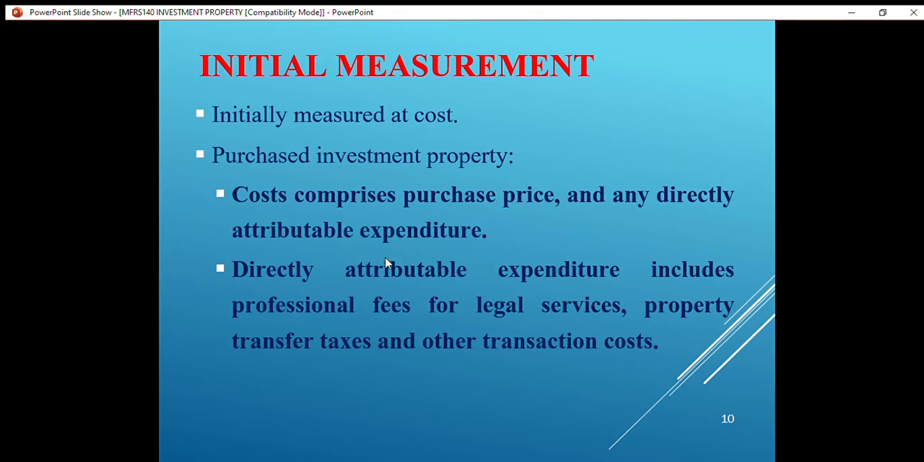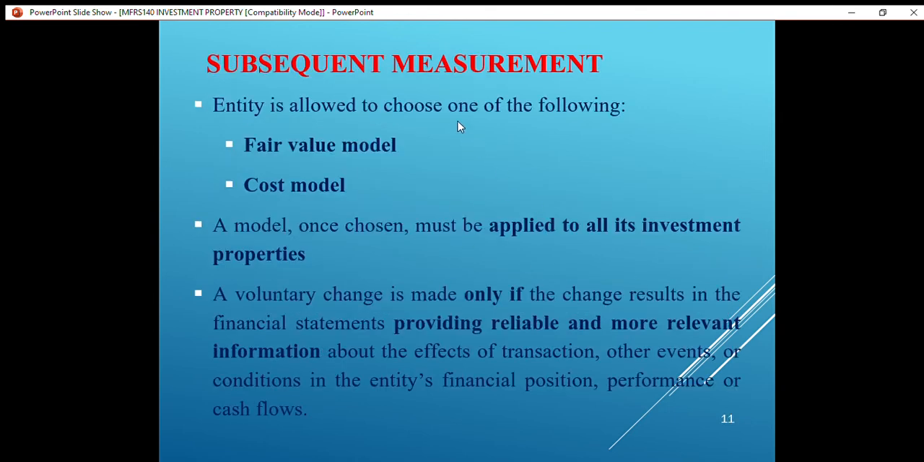Directly attributable expenditure includes professional fees for legal services, property transfer tax, and other transaction costs that are directly related to the acquisition or purchase of the investment property. Property transfer tax here refers to the tax paid for transfer of ownership of the property. Next, let's move on to the subsequent measurement of the investment property.